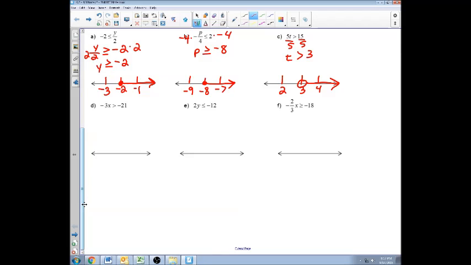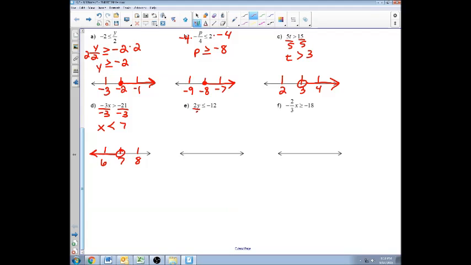Part D, I'm going to divide by negative 3. Well, because I divide by negative 3, I need to flip my sign. Negative 21 divided by negative 3 is positive 7. I would have 6, 7, and 8. Because it is just less than, I'm going to have an open circle at 7, follow my arrow because my variable's on the left, and I am good.